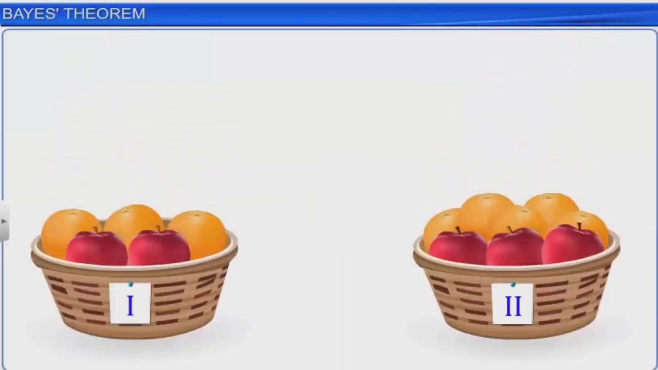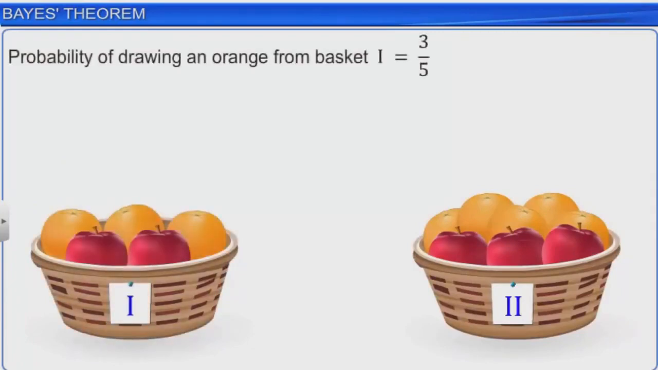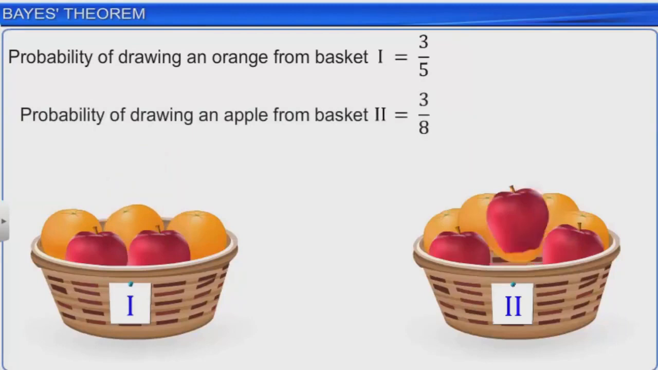Here are two baskets. There are 2 apples and 3 oranges in basket 1 and 3 apples and 5 oranges in basket 2. The probability of drawing an orange from basket 1 is 3/5, and the probability of drawing an apple from basket 2 is 3/8. In both the cases, the fruit drawn is given and the basket from which the fruit is drawn is also given.